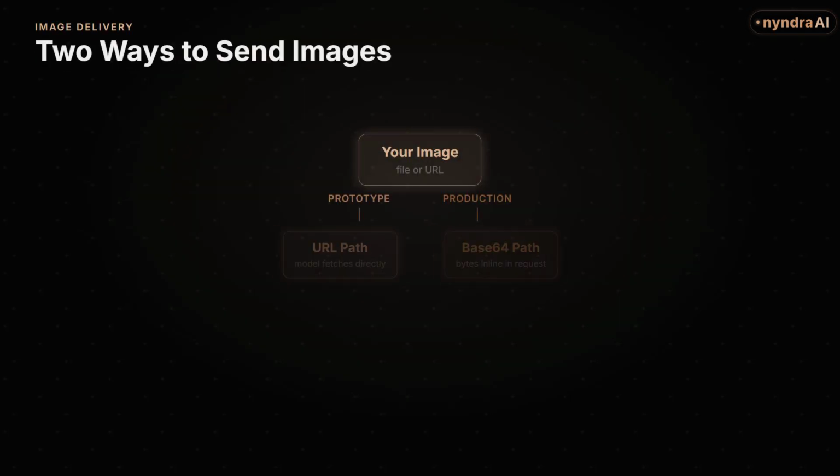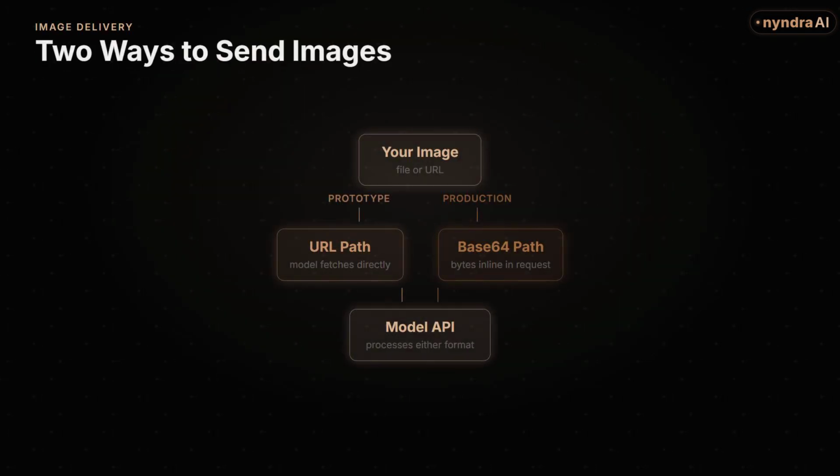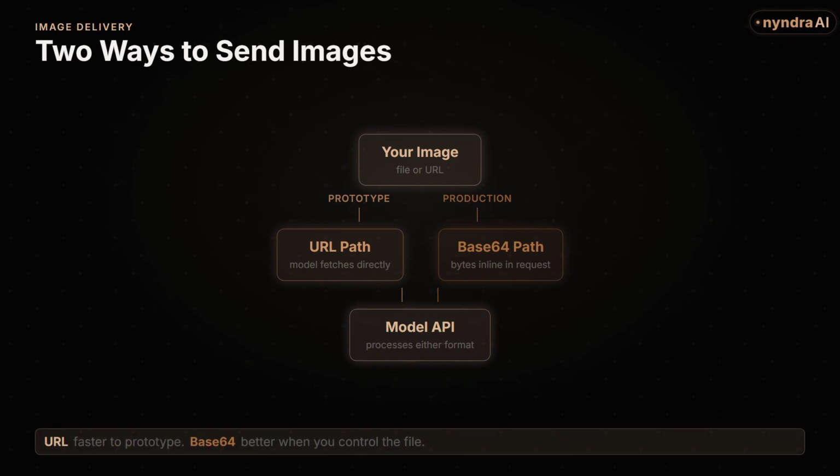Two ways to send the image. URL, the model fetches it directly. Base 64, you encode the bytes and send them inline. URL is faster to prototype. Base 64 is better in production when you control the file location.